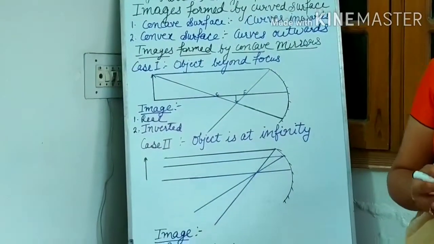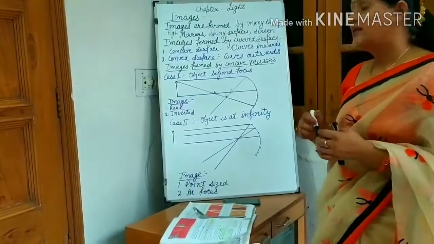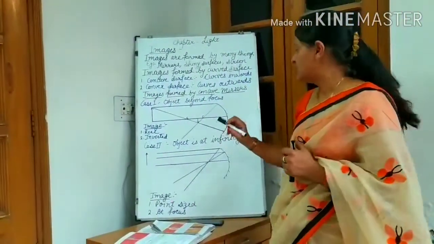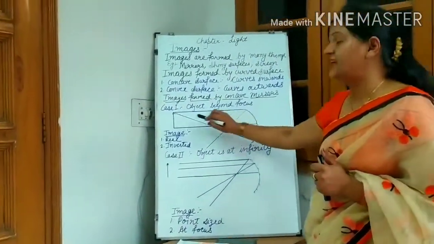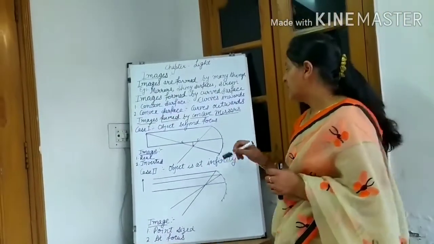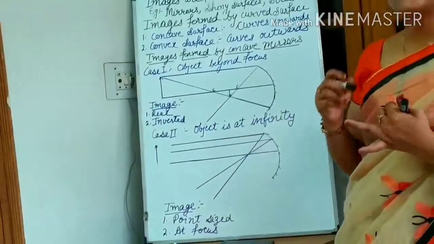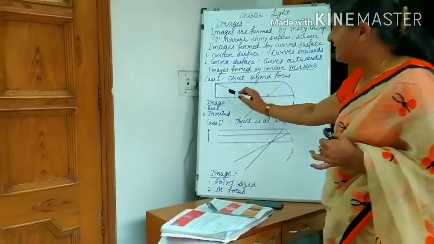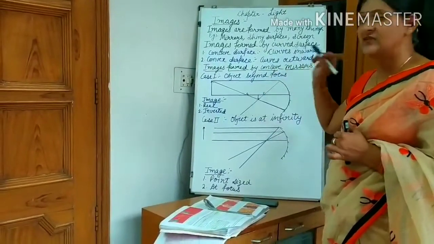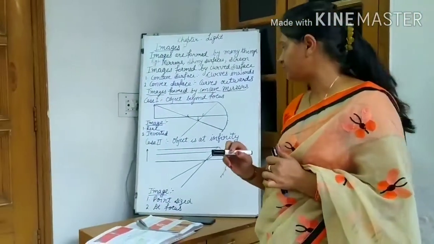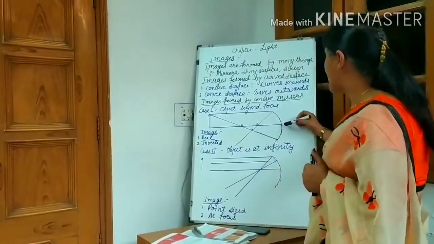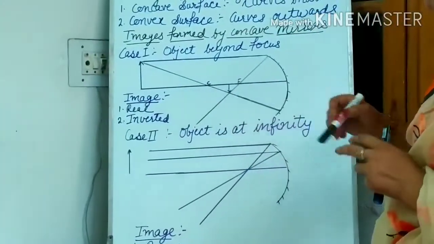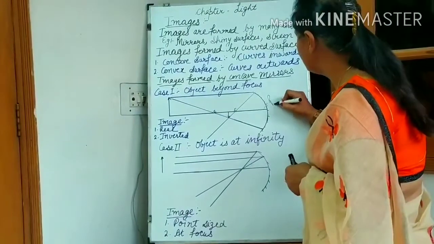Before doing that, first you have to learn some points about focus and curvature. Focus is the point where reflected rays meet. Second, what is curvature? Curvature is the center of the spherical mirror. See here, this is a concave mirror, this is a complete spherical mirror, and the center of that sphere is called center of curvature. Secondly, the line which passes through pole, focus and center of curvature, such line is called principal axis. We call it principal axis.